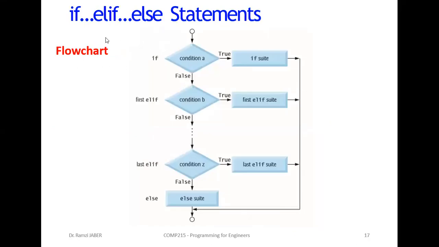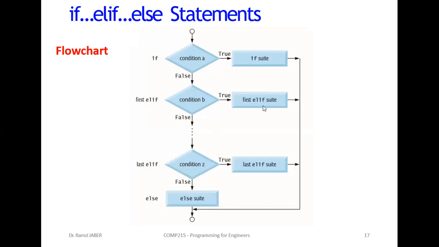This is the flowchart of nested if else. Condition 1, if it's true, do it and exit. If it's false, go to the else if. So if it's false, go to another condition, elif or else if.